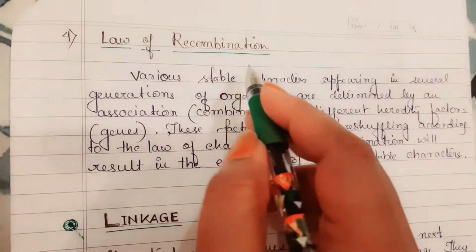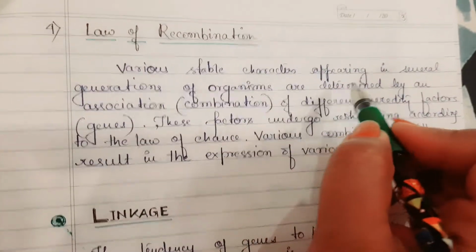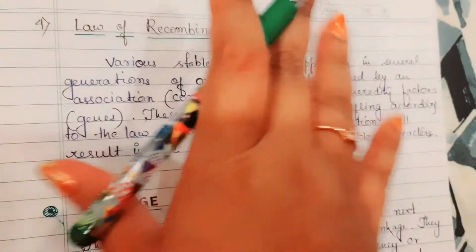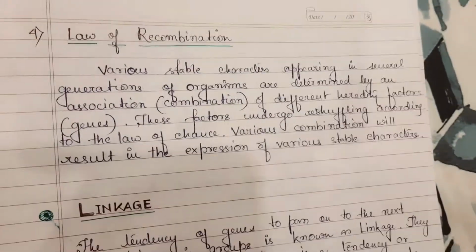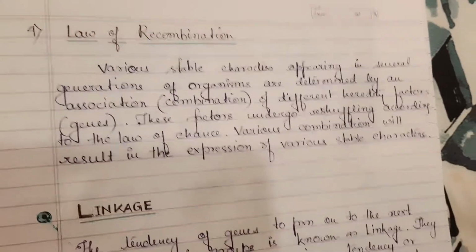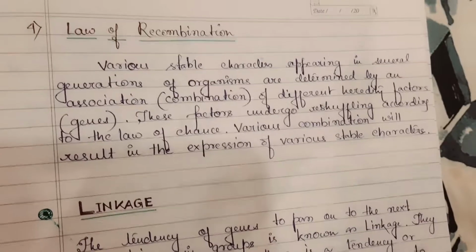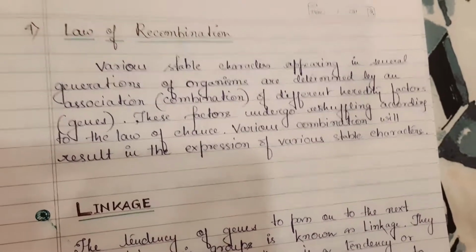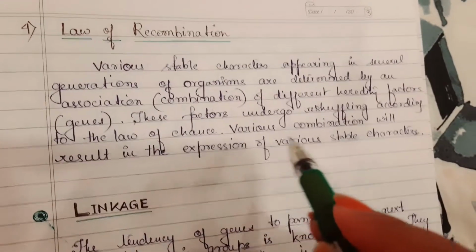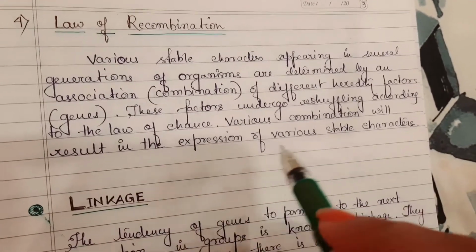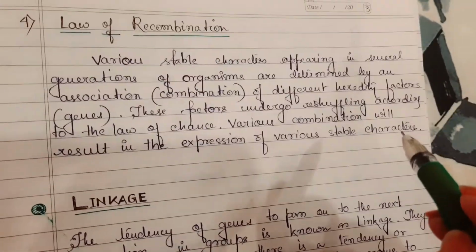Finally, we come to the law of recombination. What happens here? Various stable characters appearing in several generations of organisms are determined by an association or combination of different heredity factors. Again, these factors are what we call genes today. These factors undergo reshuffling according to the law of chance. Various combinations will result in the expression of various stable characters. Right?